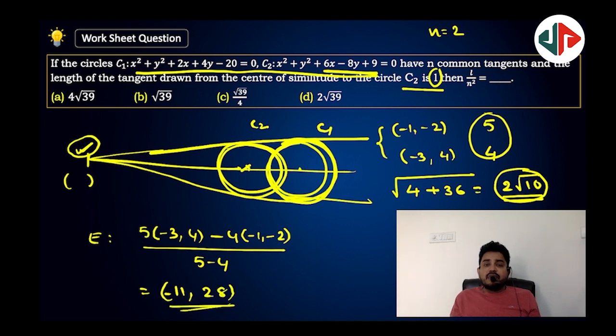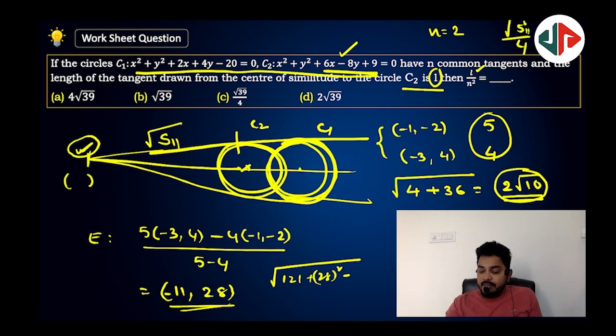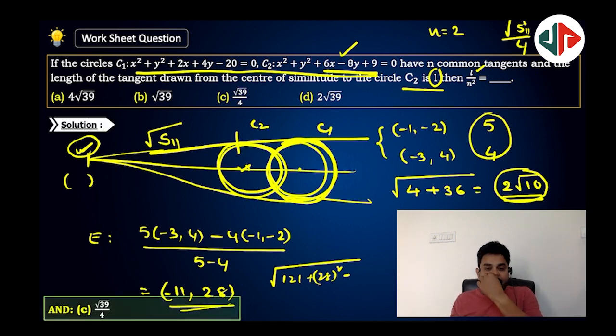From here you take this point. What is the length of the tangent? Root S11 will be the length of the tangent. So square root of 121 plus 28 whole square plus etc. You find out, so the L value will be there. So root over S11 by 4 will be the answer. Just simplify that and the answer is going to be root 39 by 4.